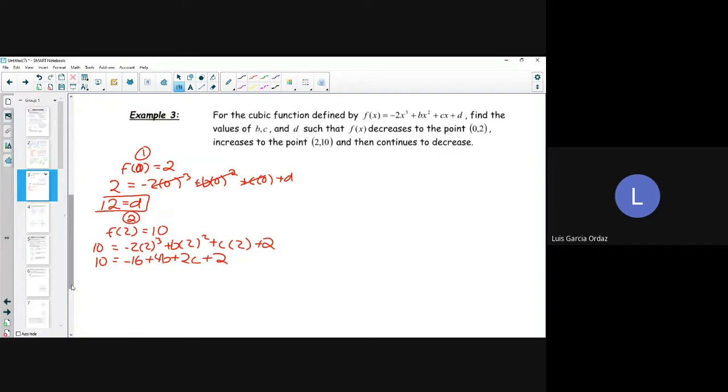I'm going to move negative 16 over. So I get 26 and then minus 2, which is 24, is equal to 4b plus 2c. I can divide both sides by 2, so I can get rid of a common factor, which leaves me with 12 is equal to 2b plus c.